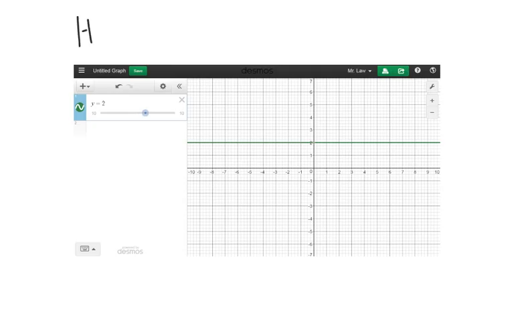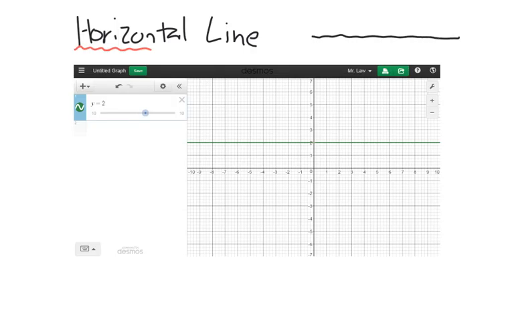In this example, we're going to look at the special case of a horizontal line. A lot of students forget the difference between horizontal and vertical. I want you to think of the word horizon. When you look at the horizon, it is straight going from left to right. So maybe you might be looking at a sunset in the horizon, okay?